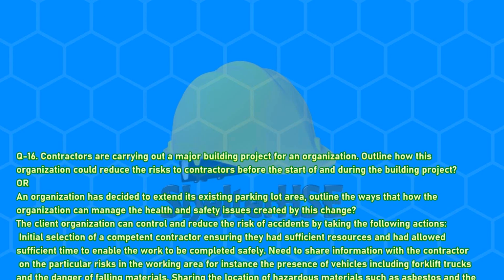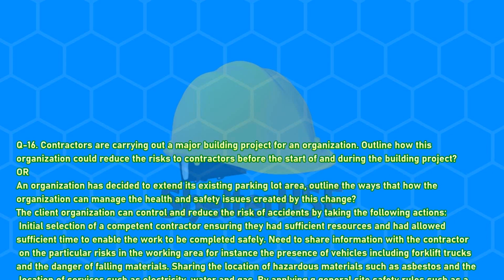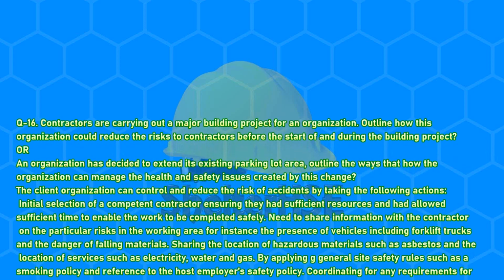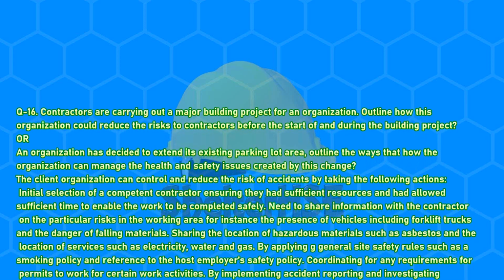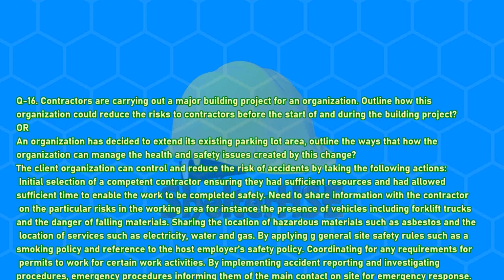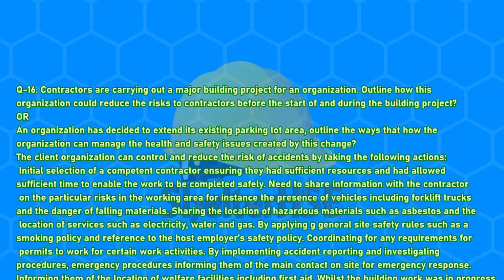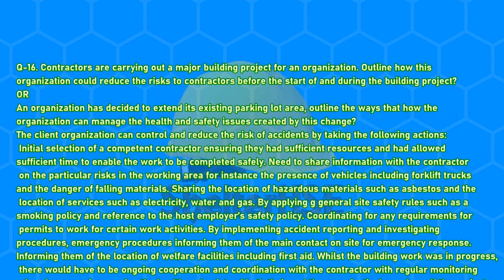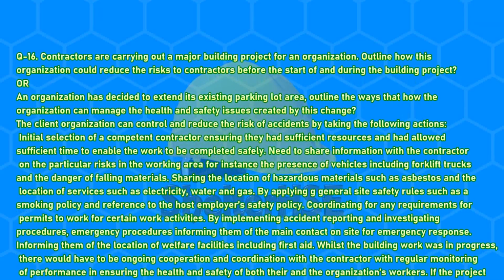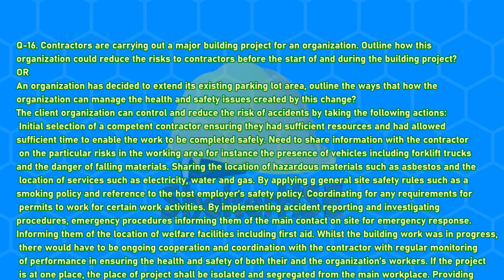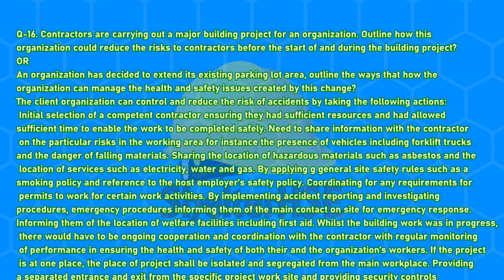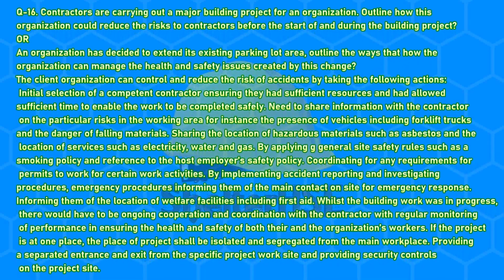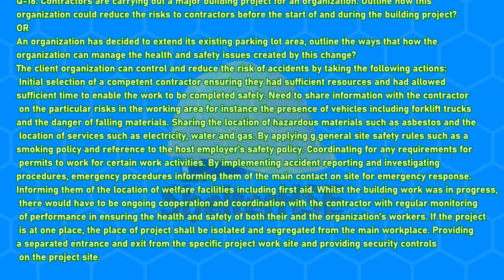Answer. The client organization can control and reduce the risk of accidents by taking the following actions. Initial selection of a competent contractor, ensuring they had sufficient resources and had allowed sufficient time to enable the work to be completed safely. Need to share information with the contractor on the particular risks in the working area, for instance the presence of vehicles including forklift trucks and the danger of falling materials. Sharing the location of hazardous materials such as asbestos and the location of services such as electricity, water and gas.